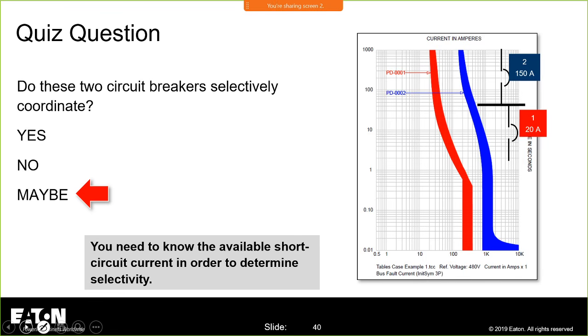Do long time, short time, and instantaneous have defined times? No. The long time, short time, well, let me take that back. Your long time pickup, let me get long time pickup for those who don't understand what I'm talking about. Hold on. Let me maximize this and we'll just walk over this curve real quick.